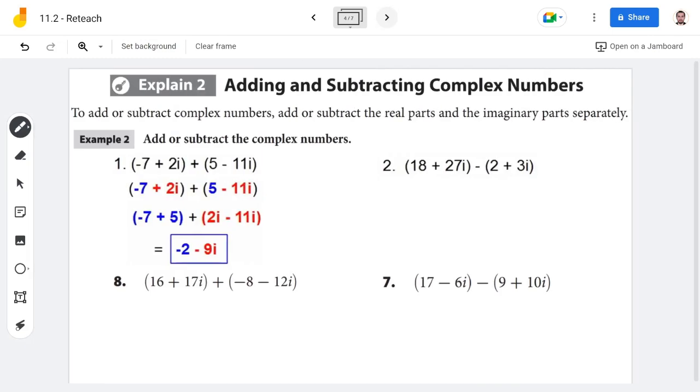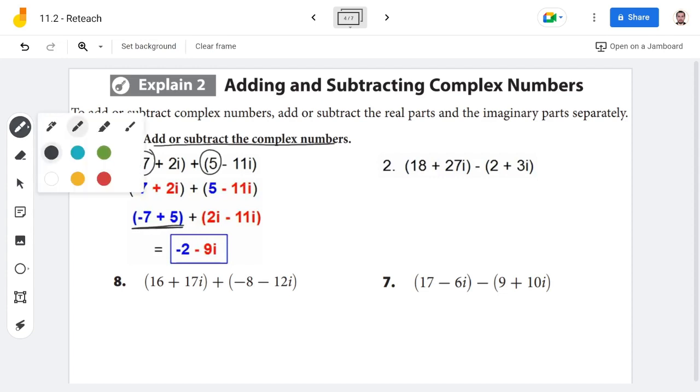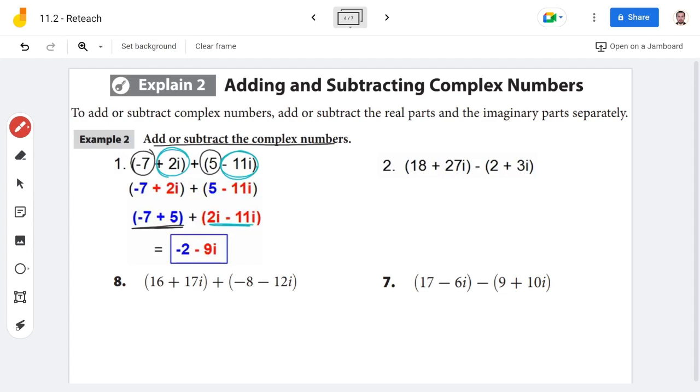Now, let's go to the second explanation, how we can add and subtract complex numbers. It's similar to what we did before. Here, as you can see, add or subtract the complex numbers. Now, we add the like terms. So here, we have negative 7 and positive 5, so we add them together. And here we have 2i with negative 11i. So we add them here. Then let's simplify them. Negative 7 plus 5 is equal to negative 2. 2i minus 11i is negative 9i. So that's the answer.